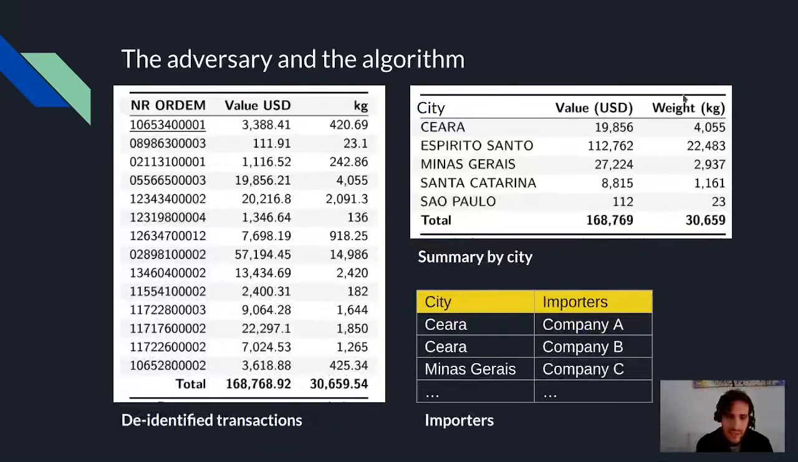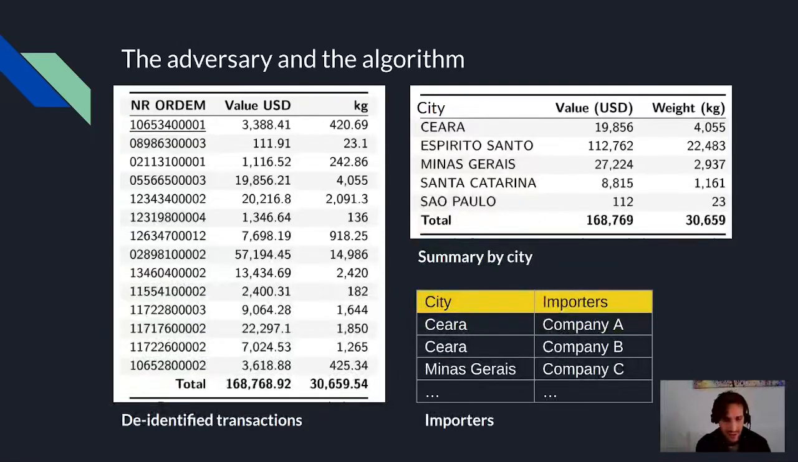Now let's put ourselves in the adversary's shoes. Three datasets are publicly available. De-identified transactions contain all the products imported, their value and weight. Summary by city contains the total sums of weight and value by city. Importers contain registration data about the companies, such as their city.